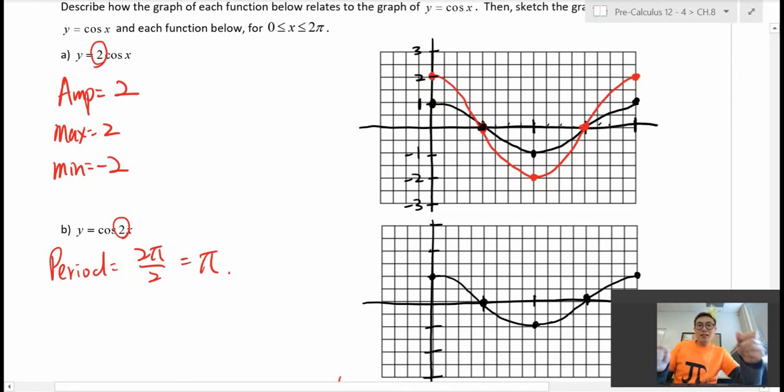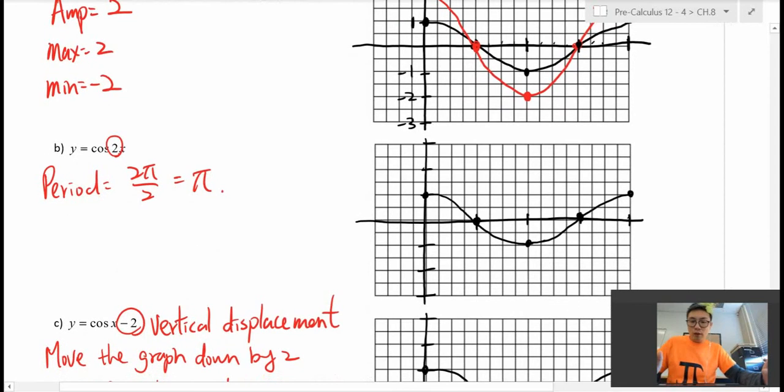But you can see the shape, or the way it goes, is still the same, right? You start with the maximum, end with the maximum, and the middle is a minimum. Between the max and minimum, you have an x-intercept. Same thing, it's just different y values. Okay, second one right here.